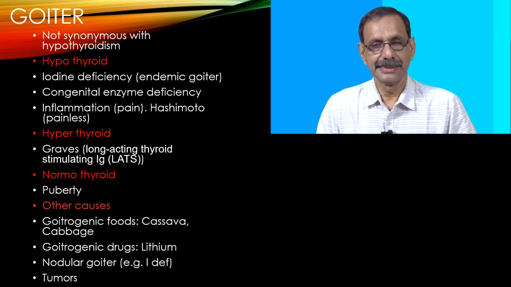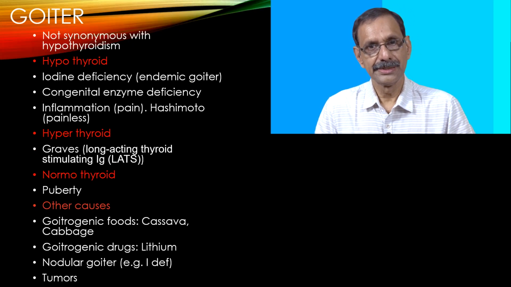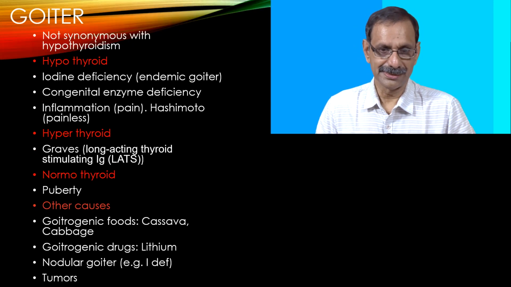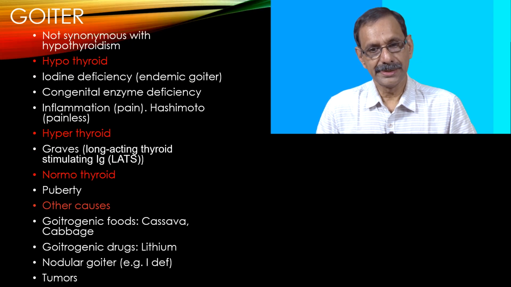Now we must get the concept right regarding the goiter. Goiter is not synonymous with hypothyroidism. Goiter can be hypothyroid, euthyroid, that means normal thyroid, or hyperthyroid. So goiter means either of the three. So hypothyroid goiter means it could be iodine deficiency.